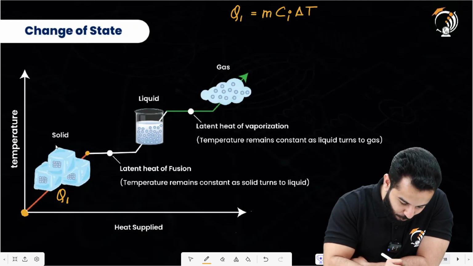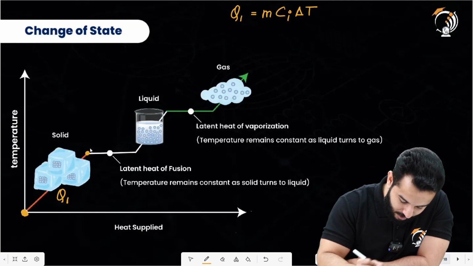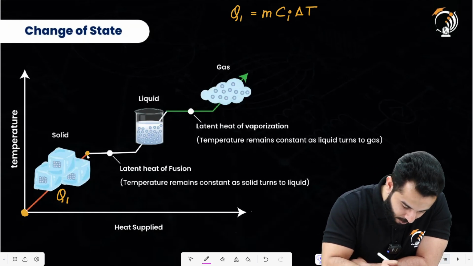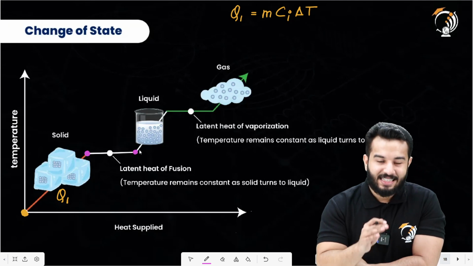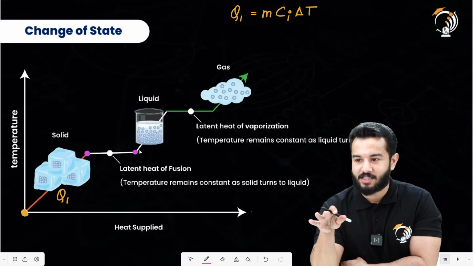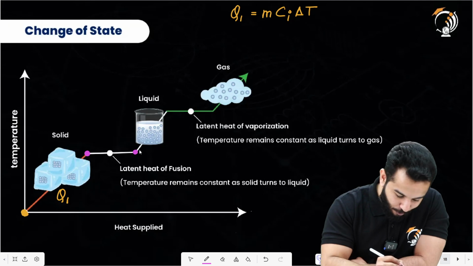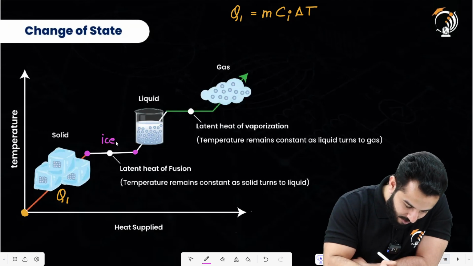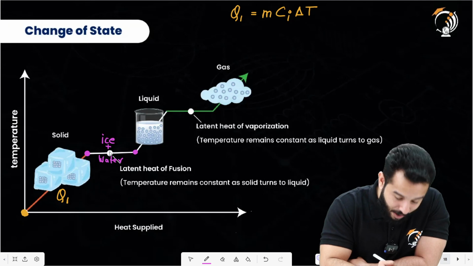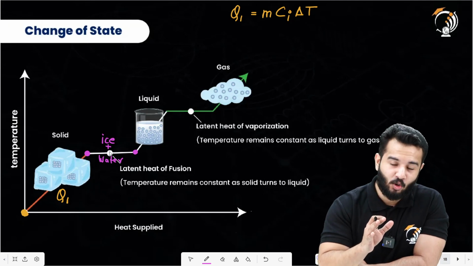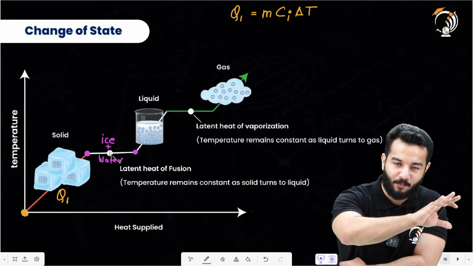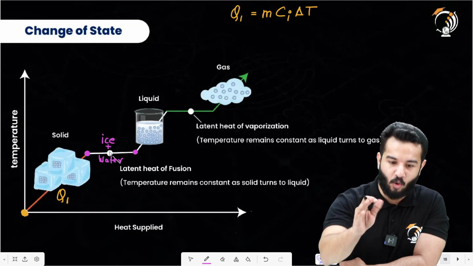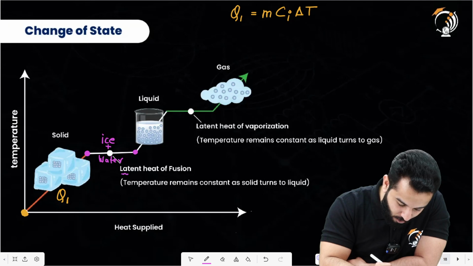Then after this point, from this point to this point, the temperature is not changing. That's why we are seeing a parallel line. And at this point, we have ice and water. The amount of energy that is required to completely change the ice to water is called the latent heat of fusion.